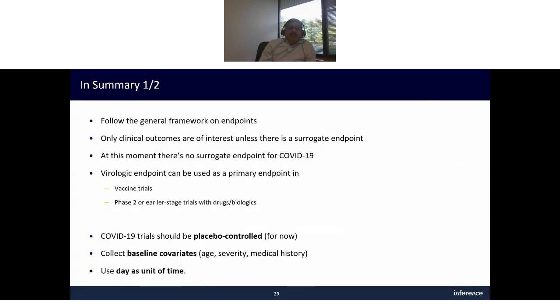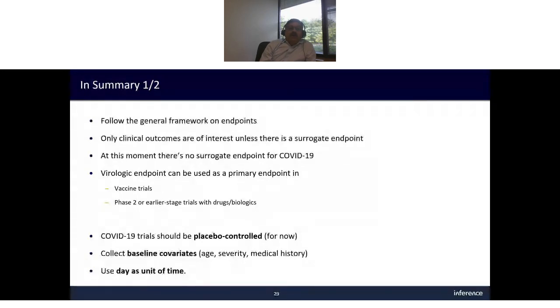Right now in COVID trials, as I said, not just COVID trials, any trial, only the clinical outcomes are of interest, because they are directly related to the patient. Unless there is a surrogate endpoint, of course, you can get approval through a surrogate endpoint. But at this moment, there is no surrogate endpoint for COVID-19.